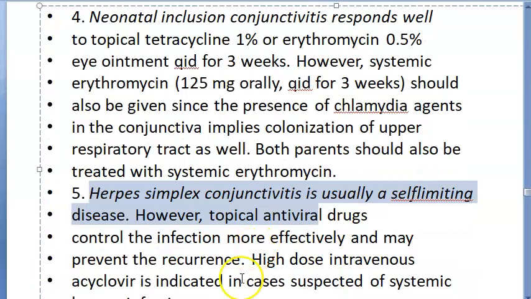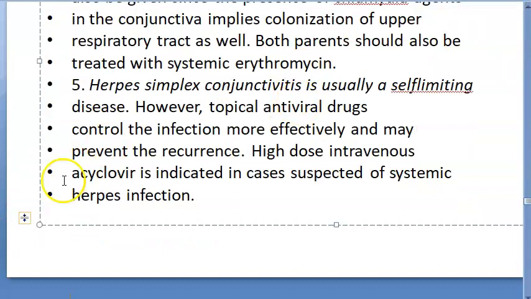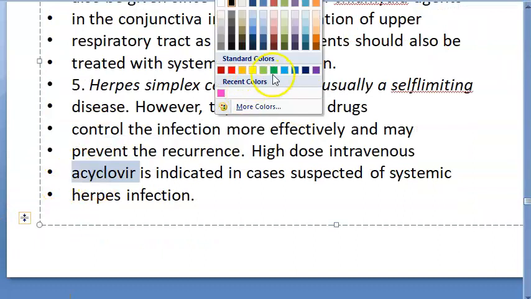For herpes, what will you give, guys? For a viral cause, what will you give? Acyclovir. As simple as that.